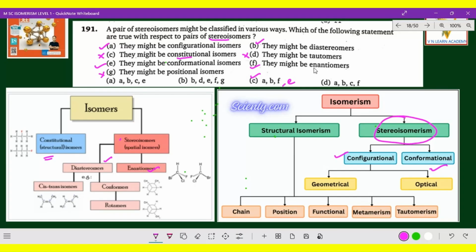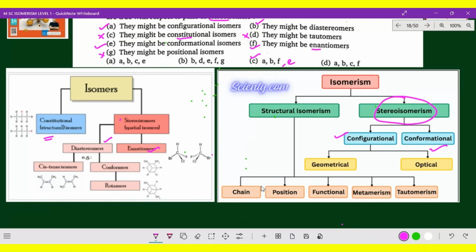Enantiomers come under stereoisomers. I hope you got the clarity from all these pictures. Okay, come on, let's go to the next question.